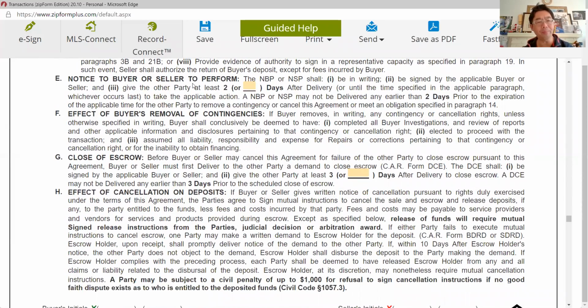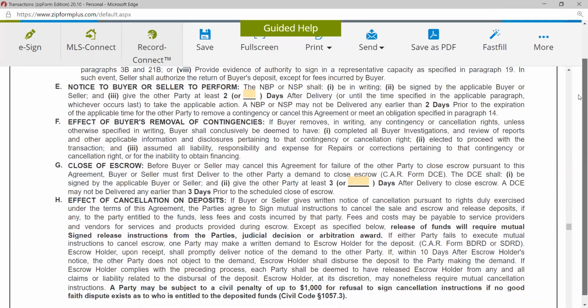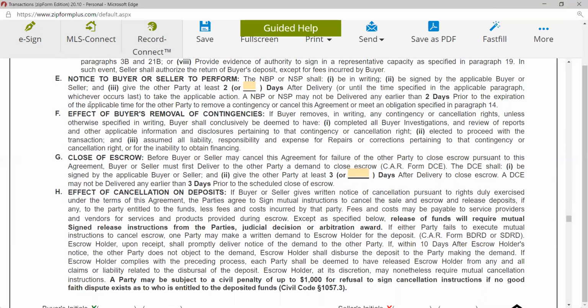Notice to buyer or seller to perform, you see. That's when they don't do it, we need to send them this form. Also, you will need to sign. There's a lot of forms we need to do. So a lot of things we need to do. Really, I ask you, time is of the essence in this contract. So we need to make sure we do that, and so we can process fast.